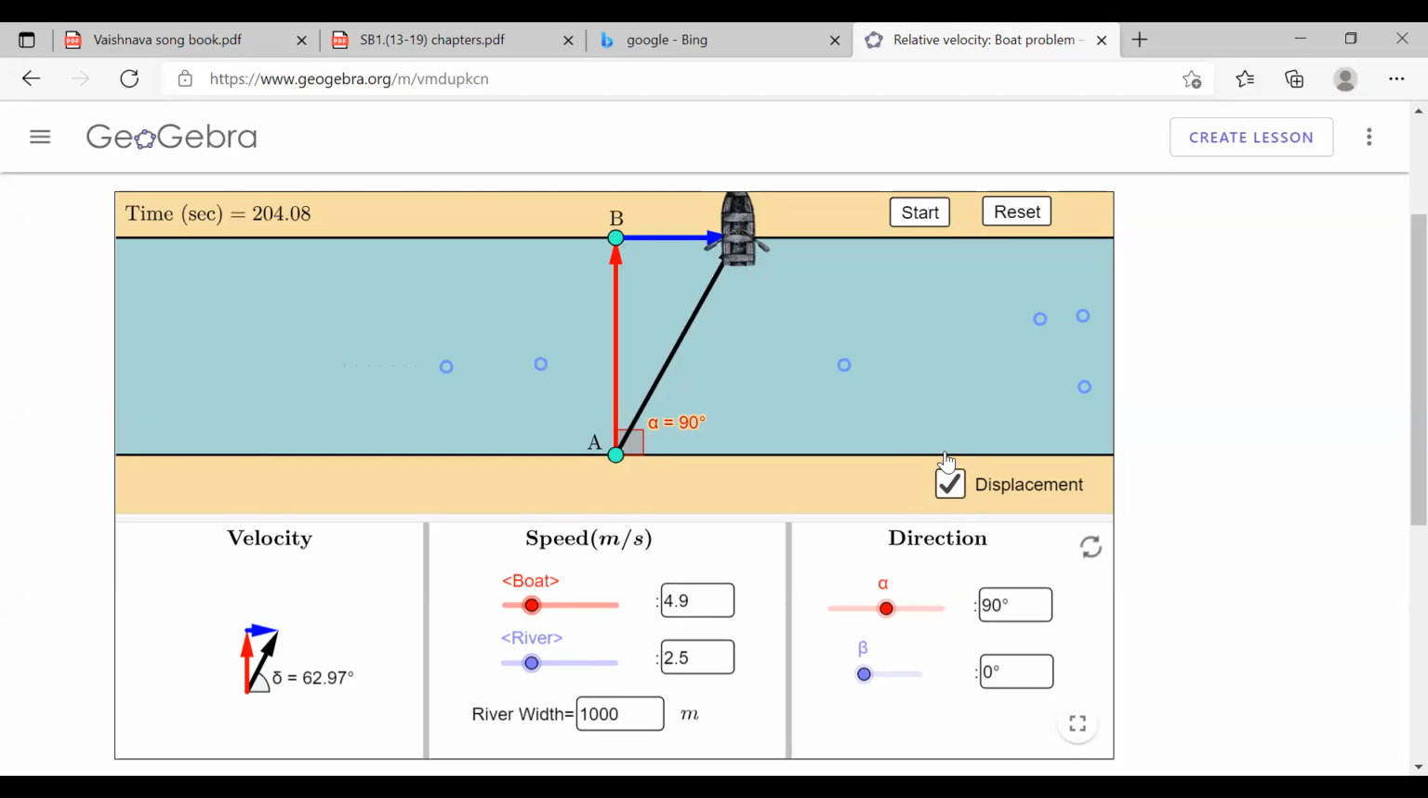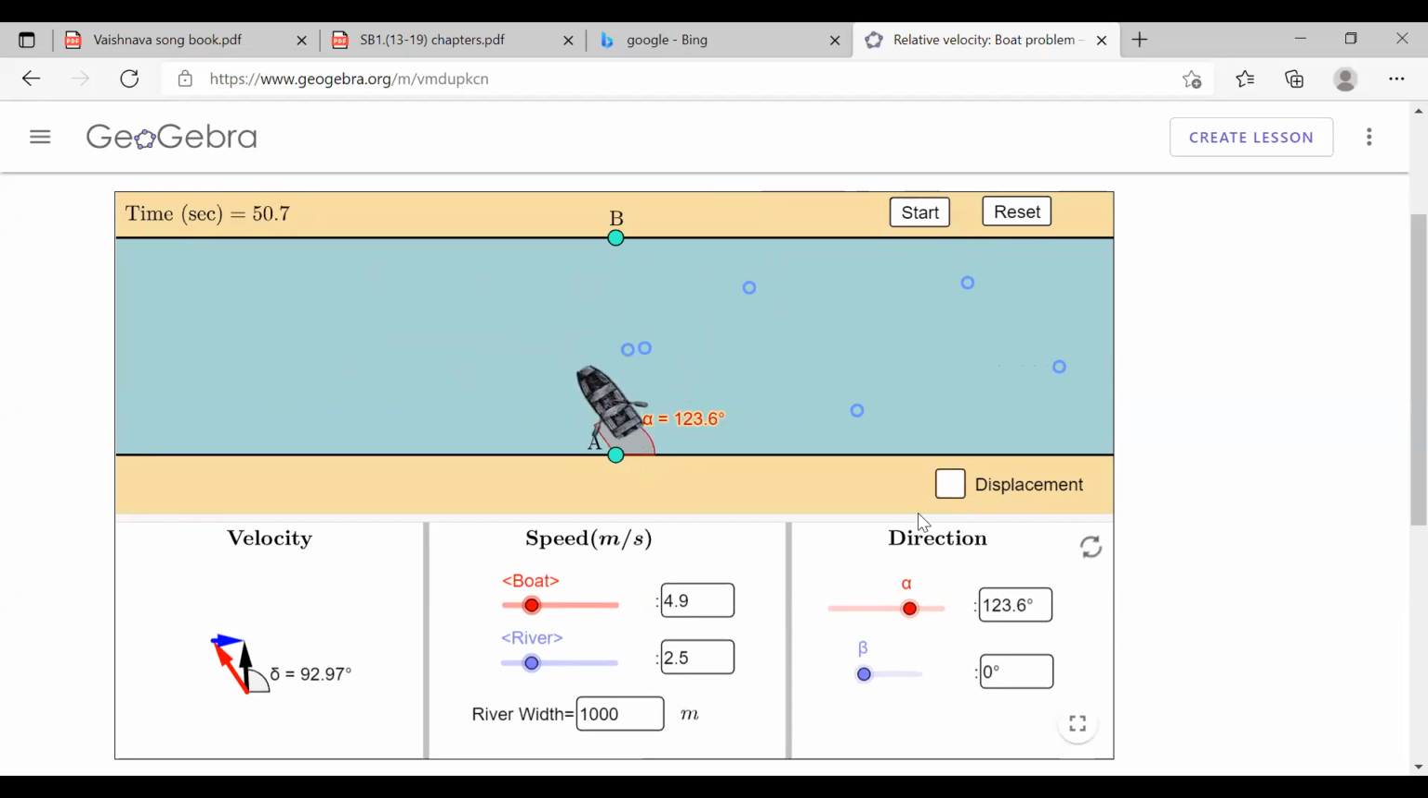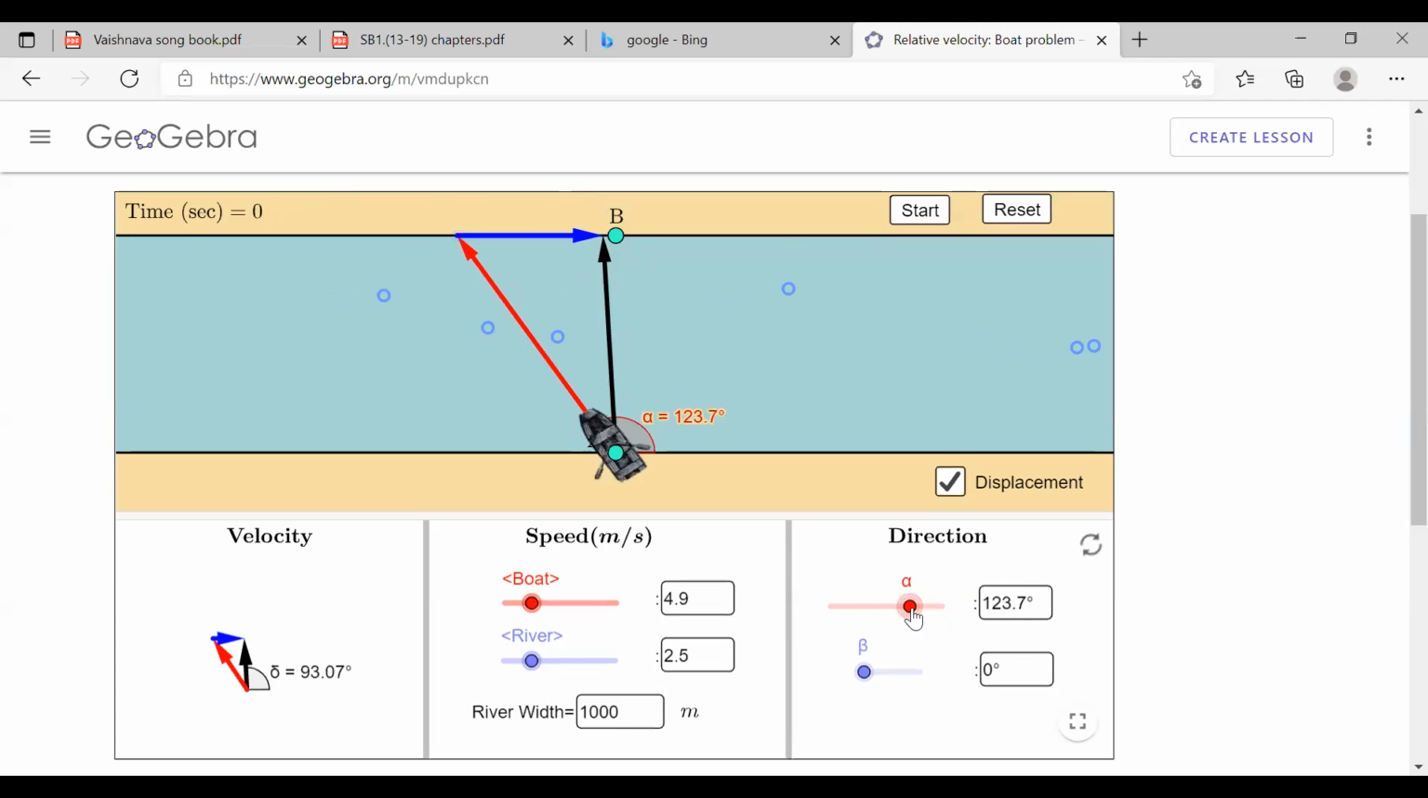Sir, if we want to reach B in flowing water, we must go at an obtuse angle, no, sir? Yes, if you want to reach exactly B, then you have to keep your angle at some other angle. At what angle? Obtuse, sir. Yes, an obtuse angle you have to keep. Now if you start, you can reach B, may not be exactly. Sir, at 120 degrees it will reach, sir.